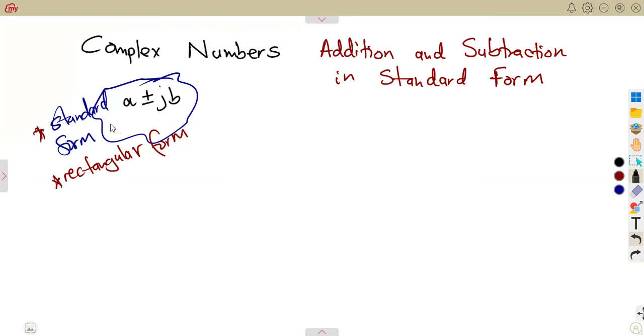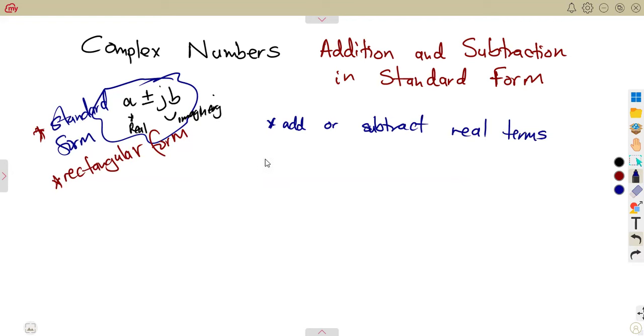Remember, we've got the real part, A representing the real term, and the part of J representing what? The imaginary term that we cannot simplify. Square root of -1 cannot be simplified. So simply for addition and subtraction, you have to add the real terms together, or subtract the real terms together. That is the condition there. The real terms on their own.